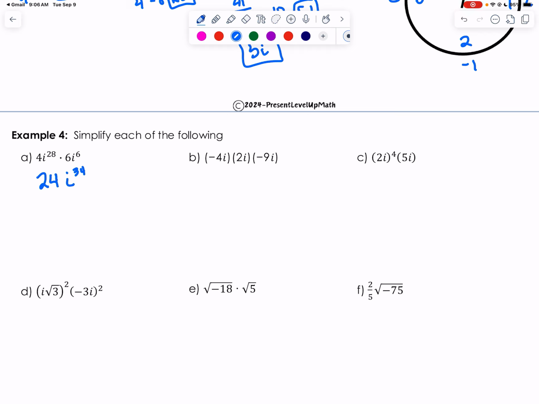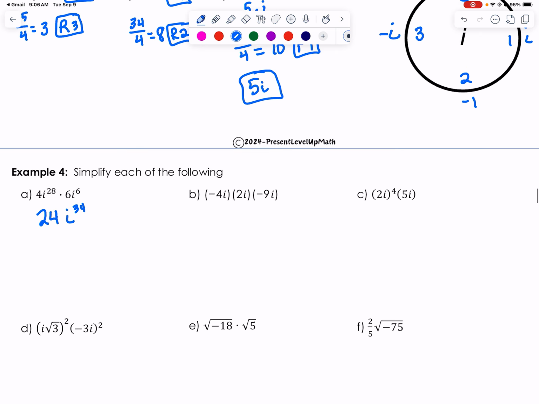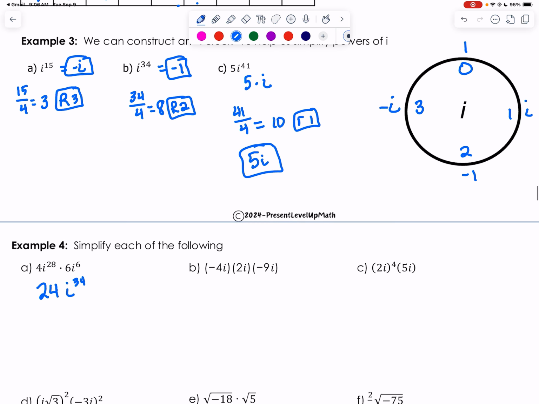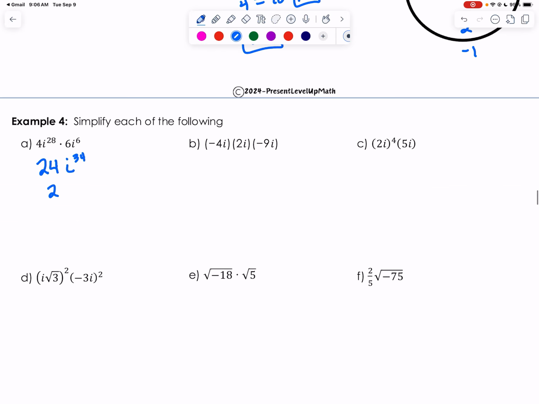So I think we already found out what i^34 was in a previous problem. Let's go back and look. Yep, right here. We found that i^34 was negative 1. So this is 24 times negative 1, which gives us negative 24.